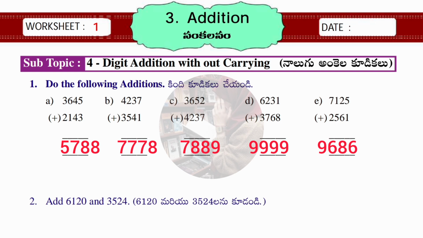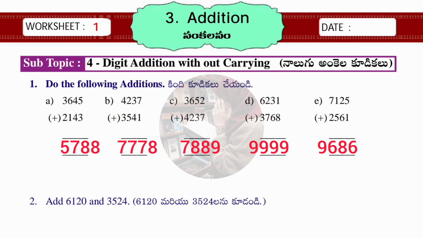Second question. 4237 plus 3541. Add accordingly as I said you. Okay. So go with ones digit first. 7 plus 1 is equal to 8. Then 3 plus 4, 7. Then 2 plus 5, again 7. Then 4 plus 3 also 7. So your answer is 7778.